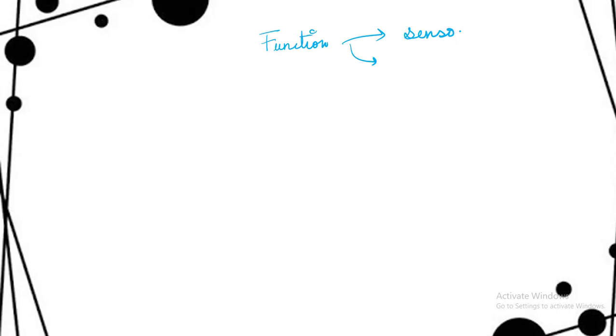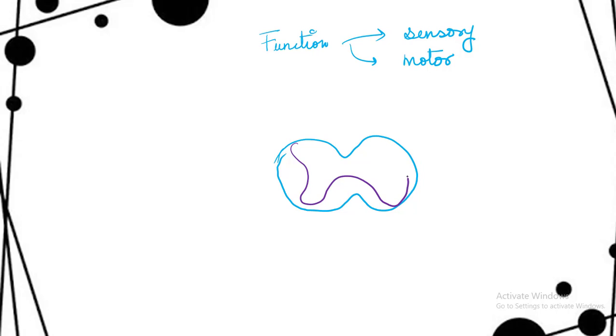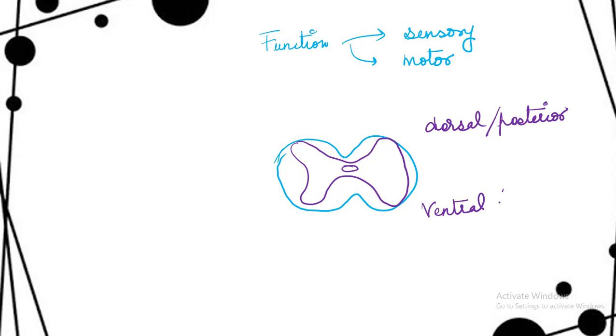Sensory neuron and motor neuron. What is a sensory neuron and what is a motor neuron? For that I will draw a transverse section of the spinal cord. Then I will draw H-shaped gray matter, okay, and a central canal. This is the dorsal side, also called the posterior side. Then this is the ventral side of the spinal cord, also called the anterior side. And this is actually a TS of spinal cord, transverse section of spinal cord.